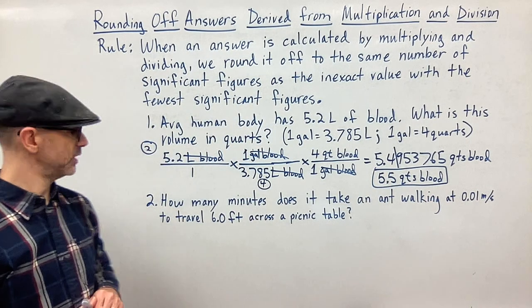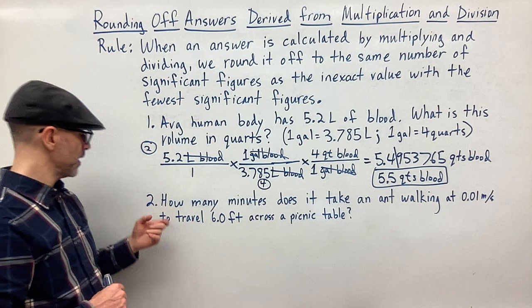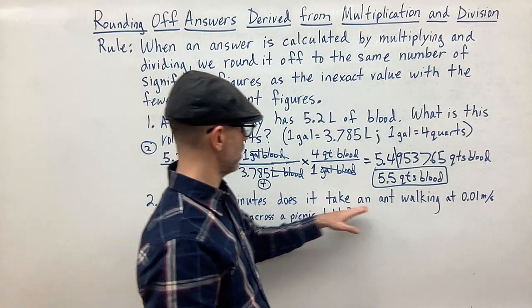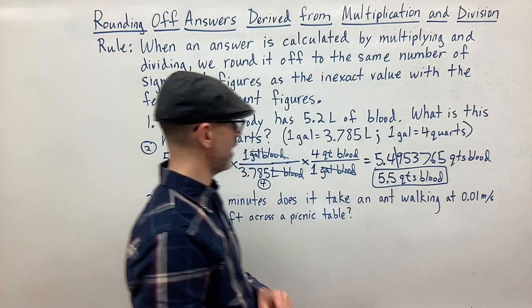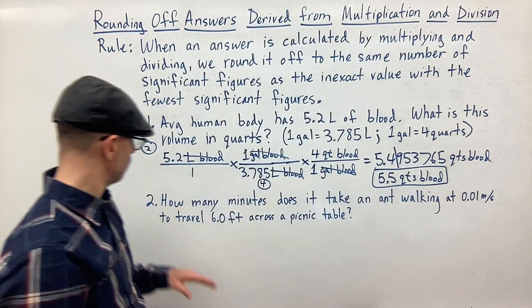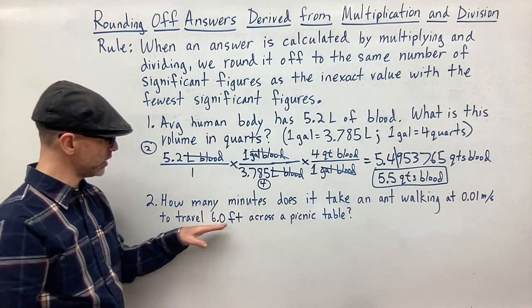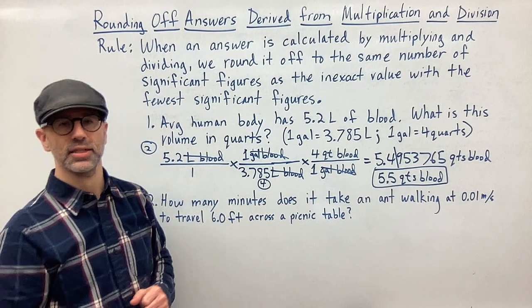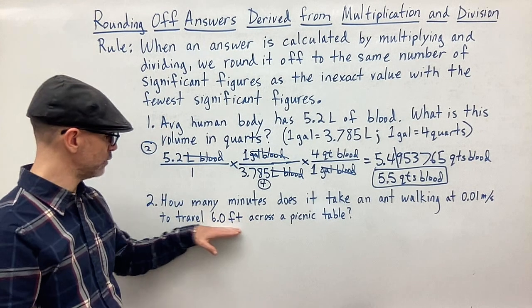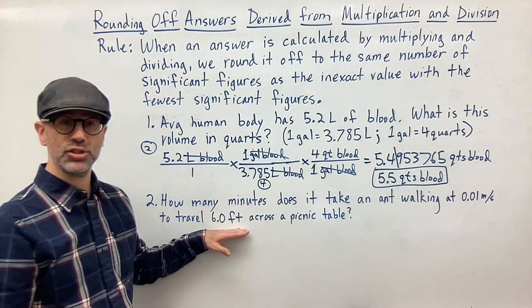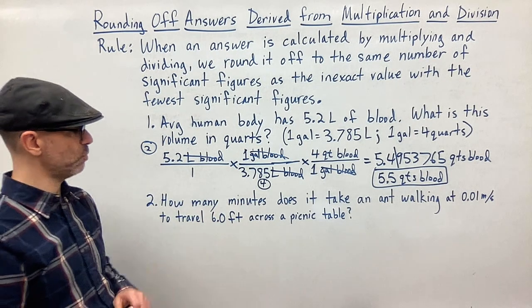Okay, what about the second one? Let's do another one. So here we're asked how many minutes does it take an ant walking at 0.0 meters per second to travel 6.0 feet across a picnic table? So how long in minutes? So we need to take the 6 feet that we're given and convert that into minutes. So we're going from length to minutes.